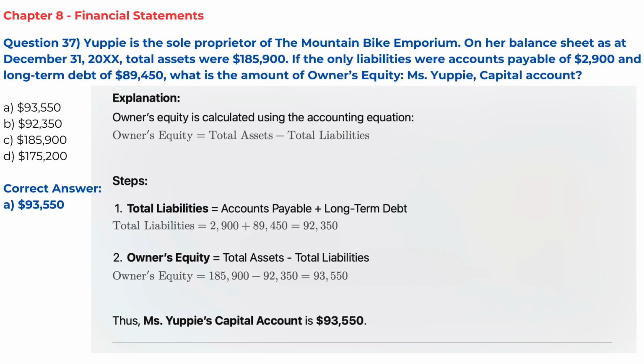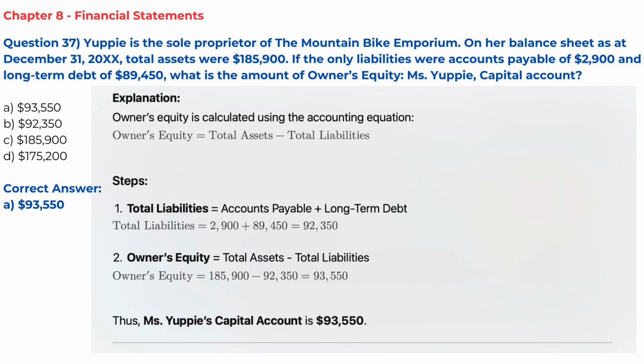Question 37. Yuppie is the sole proprietor of the Mountain Bike Emporium. On her balance sheet as of December 31st, 20XX, total assets were $185,900. If the only liabilities were accounts payable of $2,900 and long-term debt of $89,450, what is the amount of owner's equity, Miss Yuppie's capital account? Correct answer, A, $93,550.